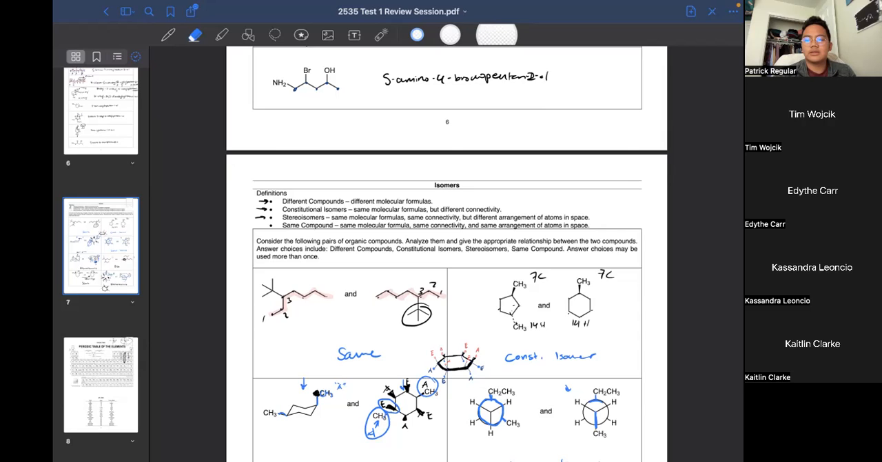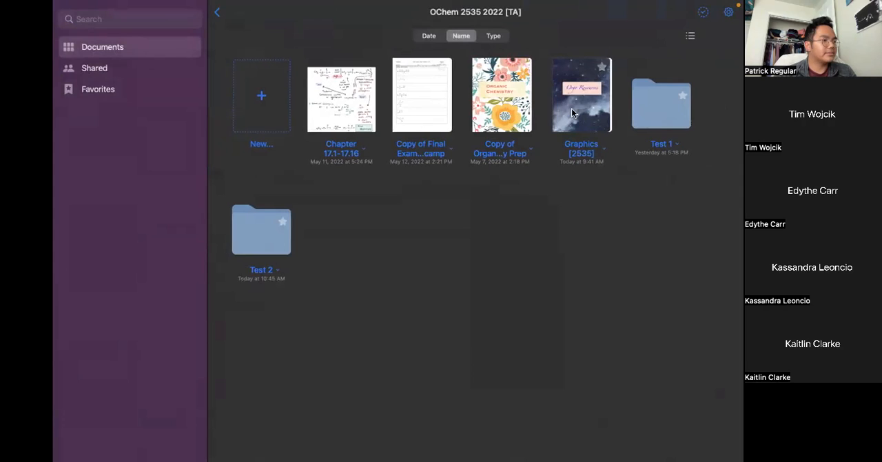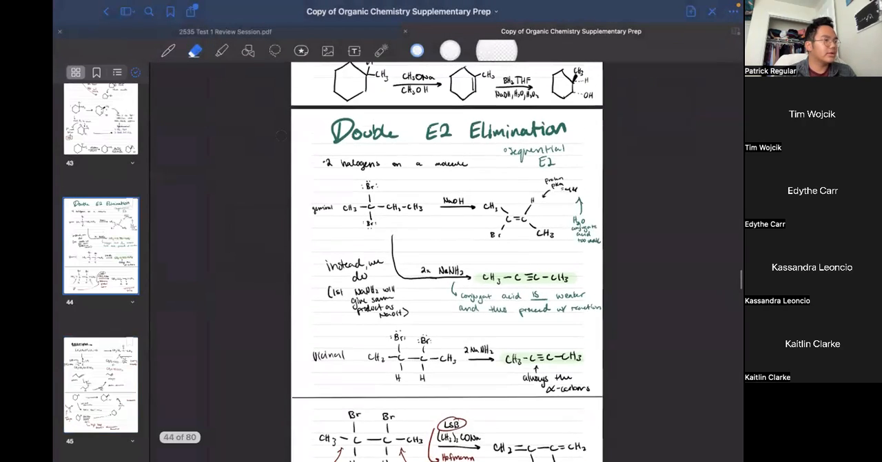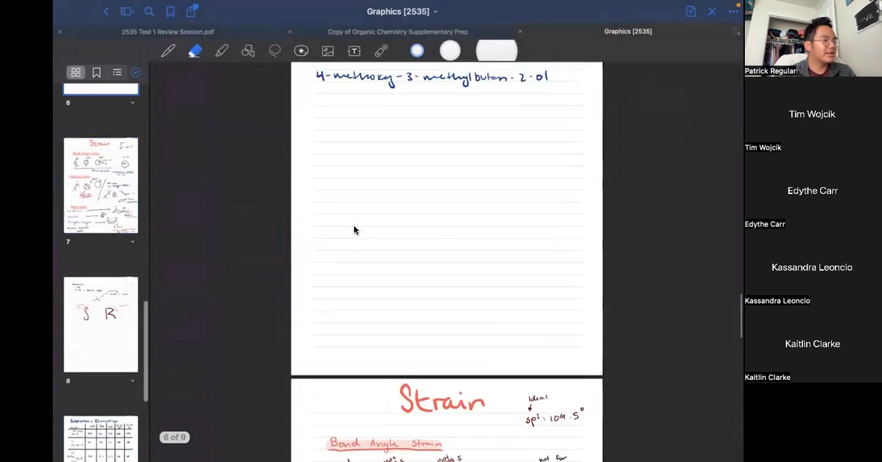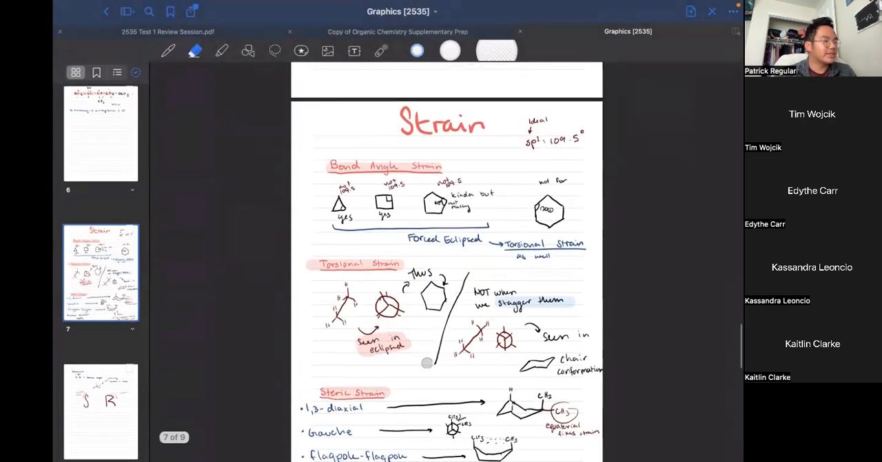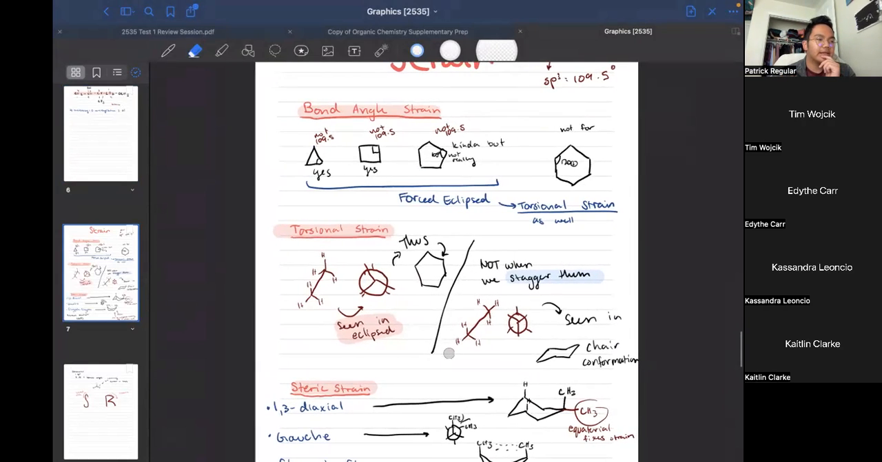This wasn't on the review packet, but could you go over the different types of strains that we learned today? Yes, I can. The different types of strains. So we have 3 types: bond angle strain, torsional strain, and steric strain. Those are the only things you have to list, like BAS, TS, or SS when you're working on the test.